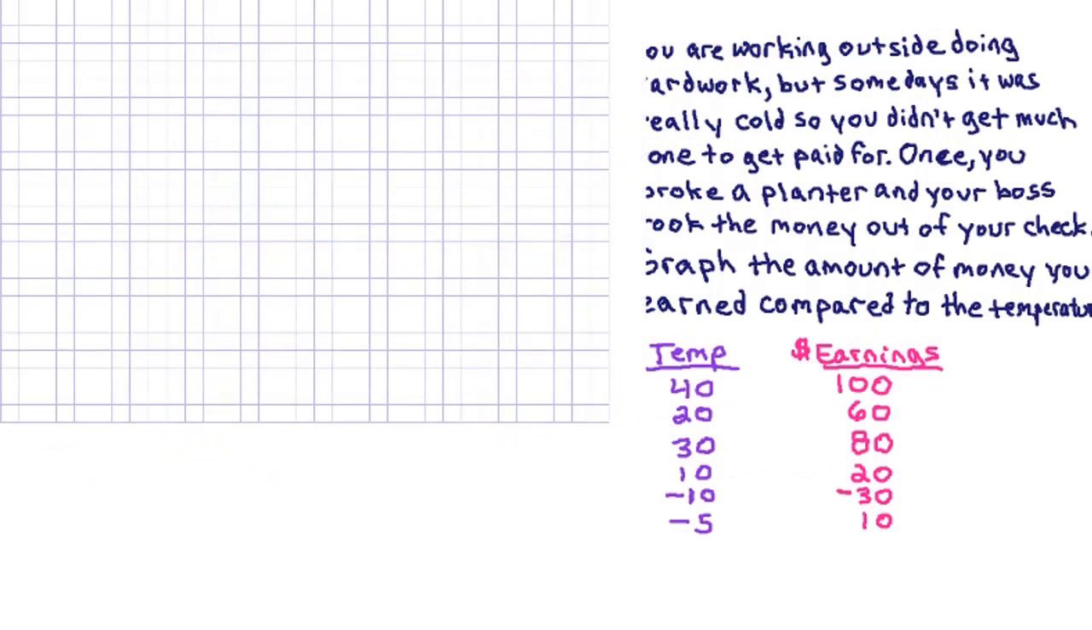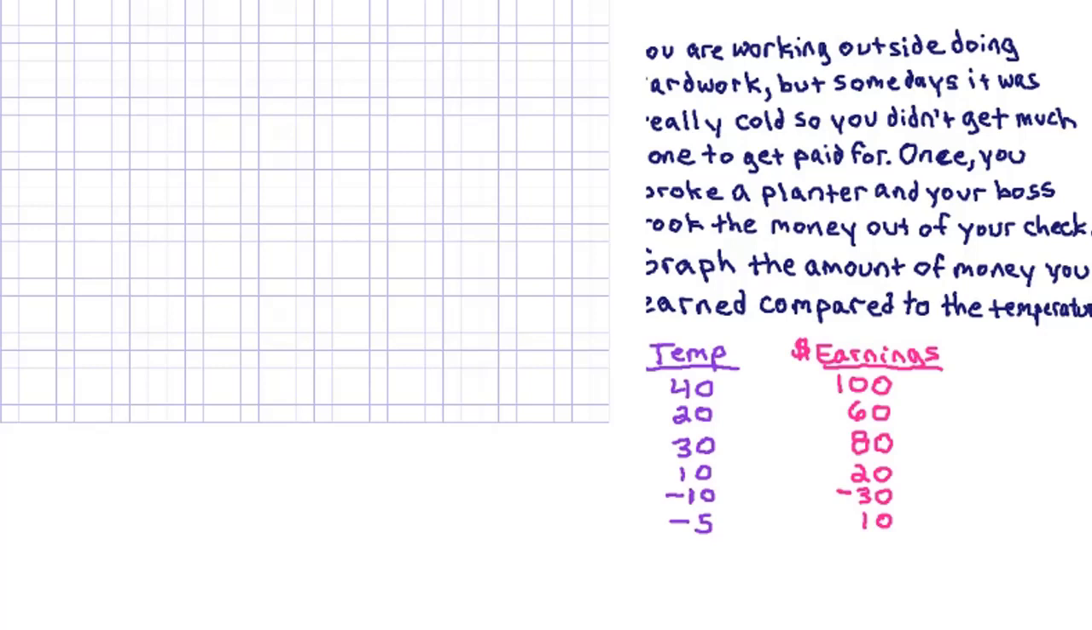So you are working outside doing yard work. But some days it was really cold, so you didn't get much done to get paid for. Once you even broke a planter and your boss took the money out of your paycheck. So graph the amount of money you earned compared to the temperature it was outside. So here's a word problem.